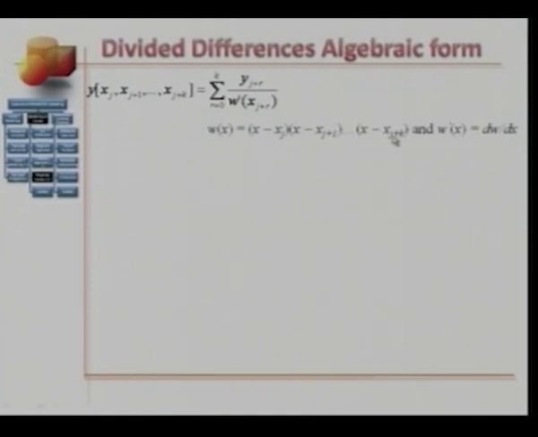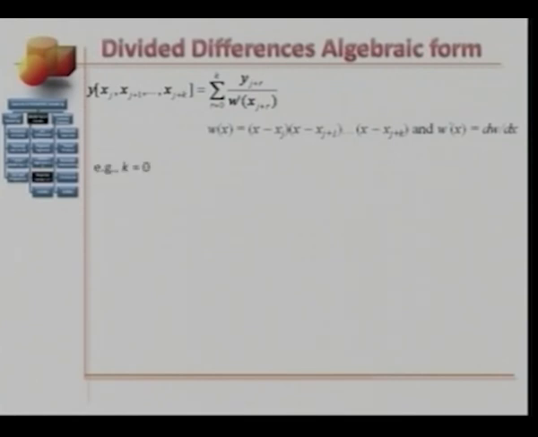In a sense, all you need to do or remember is subtract all these terms xj, xj plus 1 respectively from x and multiply these terms to construct w. Differentiate w once with respect to x and evaluate w prime of x at xj plus r.